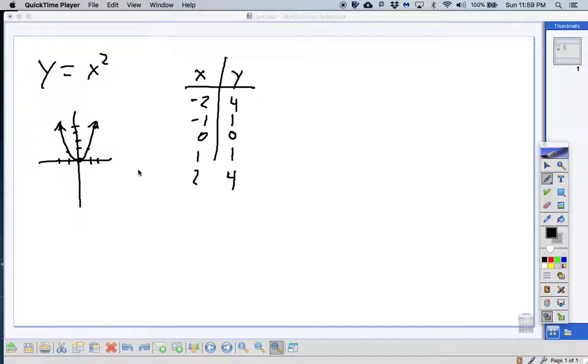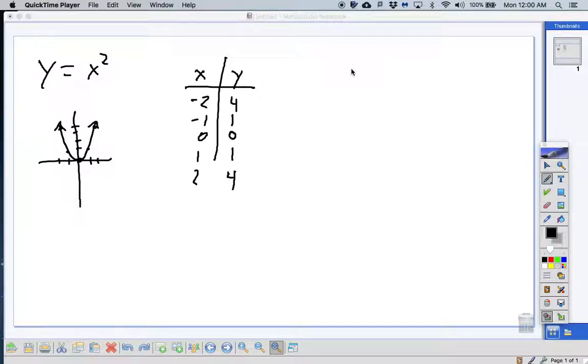So anytime you want to graph a parabola and you don't have anything else to do, always just make a table. Tables always work to solve these problems. You plug in x values, so you pick these, and then get a bunch of y values, and you can plot them.